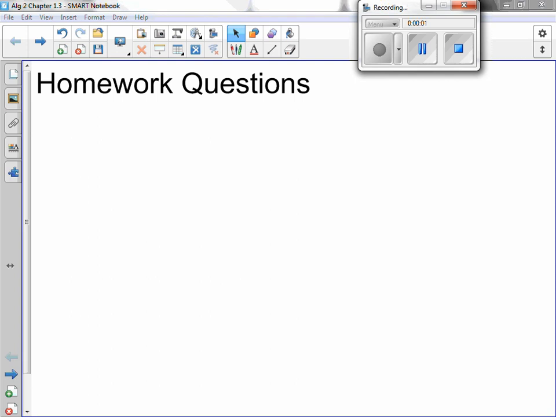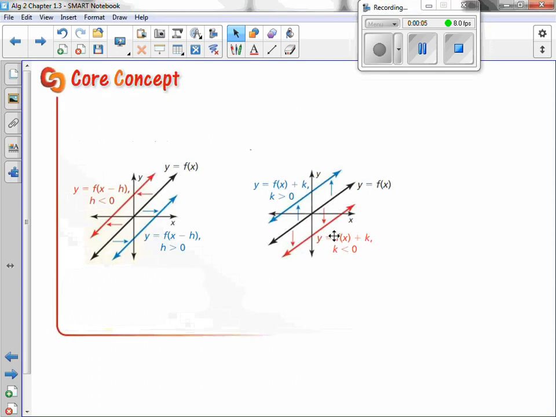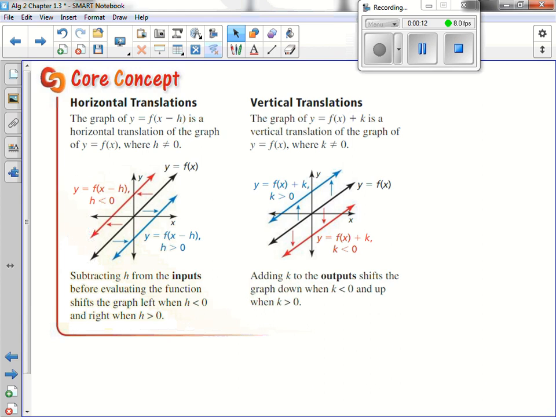All right, guys, so what we're doing is chapter 1.3. We're talking still about transformations, but mainly we're going to be talking about absolute value and some different transformations with absolute value. Now, the first thing we have is horizontal and vertical translation.